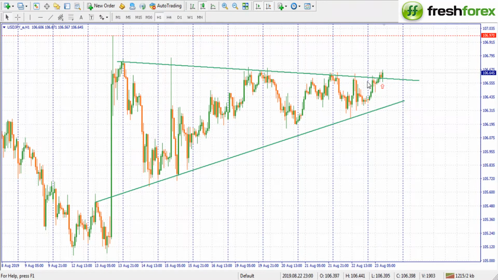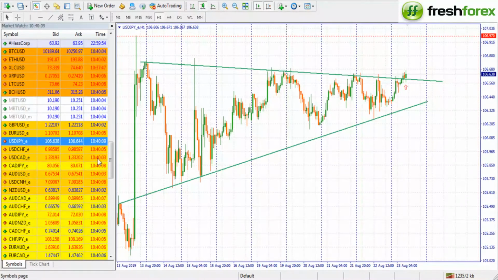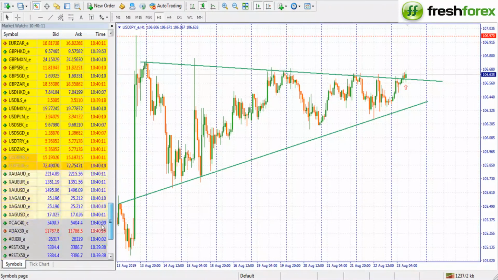So as it is, USD JPY 1 hour, you better pick a buy position now. Wait for the 1 hour candle to close, then you pick a buy immediately. We expect that buy to take price even higher. So we move forward to the next symbol, and that should be SP500.